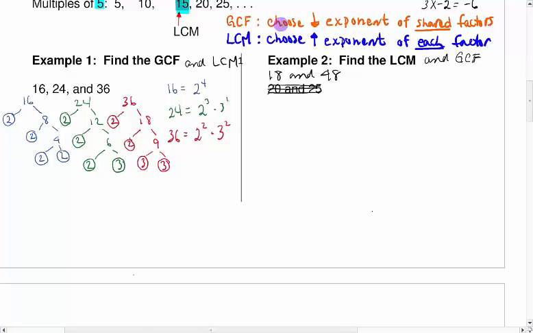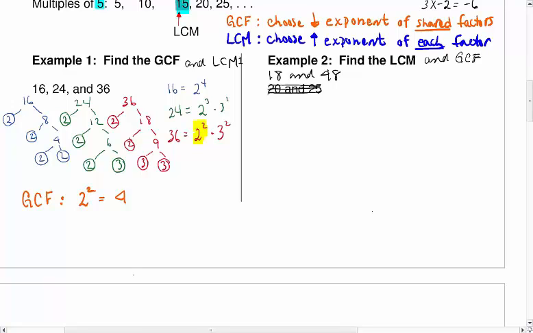And for our GCF, we want to choose the smallest exponent of the shared factors. So we have to look at the factors for 16, 24, and 36, and choose the one that's common to all of them, which is the 2. We've got 2 to the 4, 2 to the 3, and 2 to the 2. We want to choose the smallest exponent, which means we're going to choose 2 to the 2. Now, we're not going to choose a 3 because 3 is not common to all of them. 3 is only a common factor for 36 and 24, not for the 16. So my GCF then is 2 to the 2nd power, which is 4.